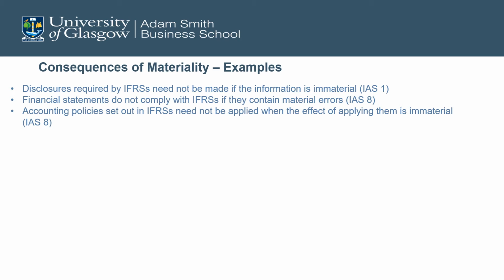Here are some examples of different standards that require you to take account of materiality. In IAS 1, it claims that the disclosure required by the IFRS need not be made if the information is considered immaterial. According to IAS 8, it also said, if a financial statement contains material errors, then it would be considered as not compliant with IFRS. It also said in this particular standard, IAS 8, accounting policies set out in the IFRS need not be applied when the effect of applying them is immaterial.